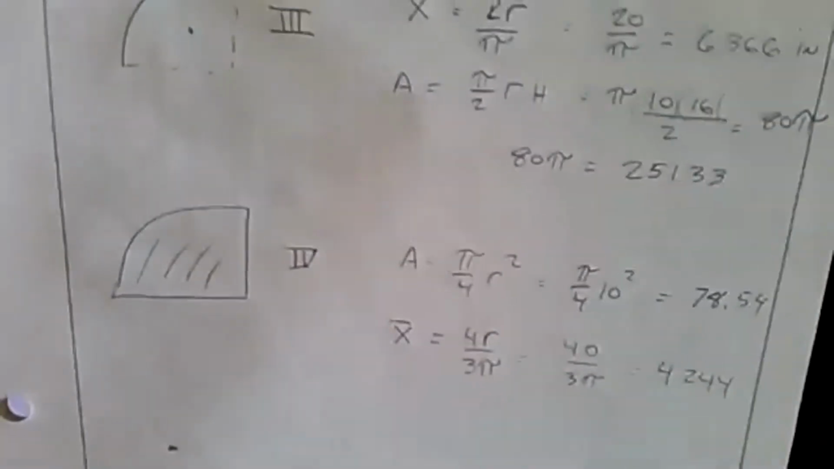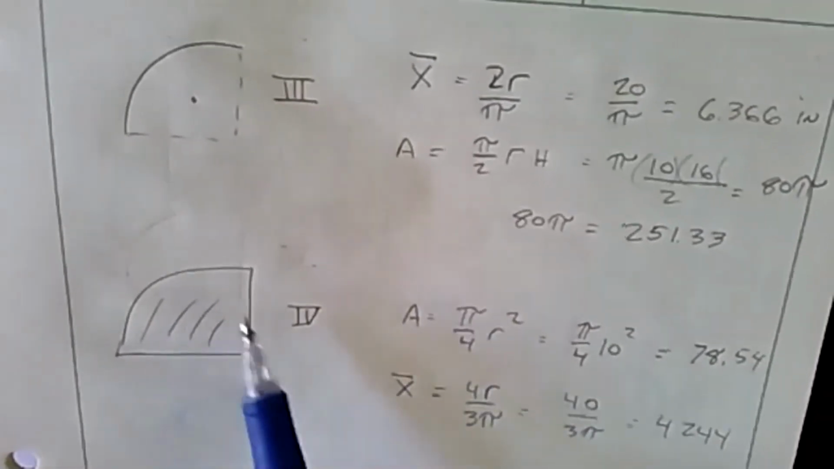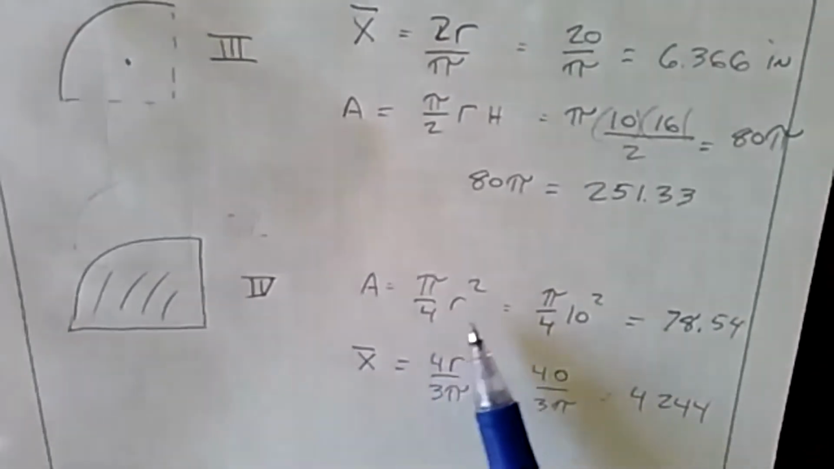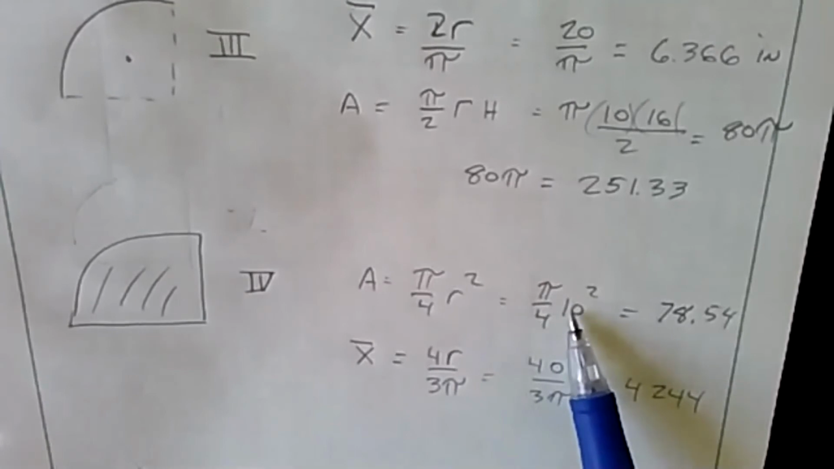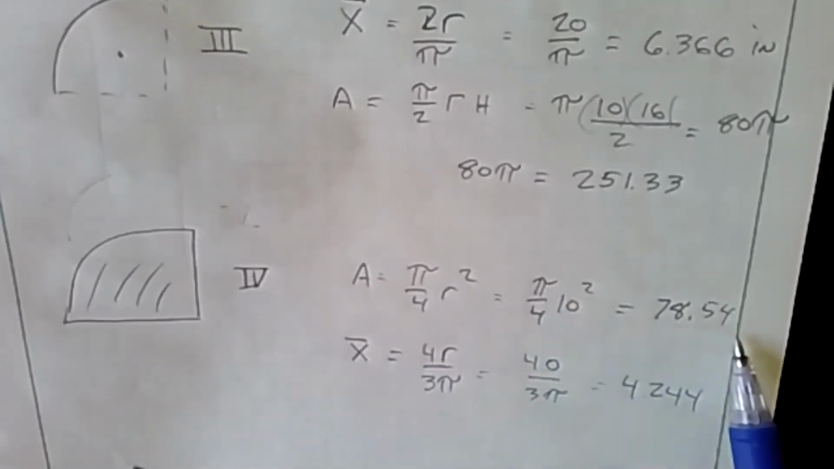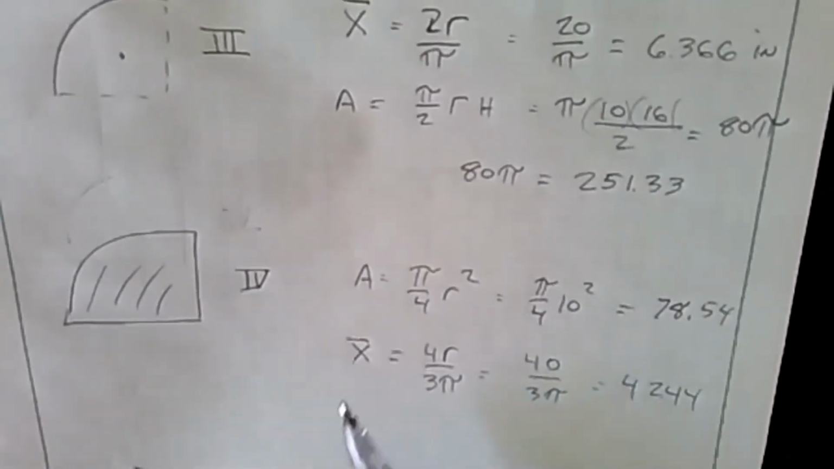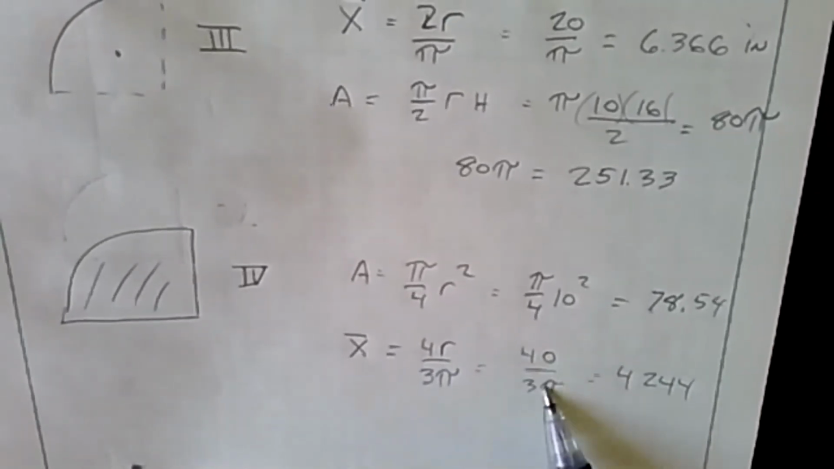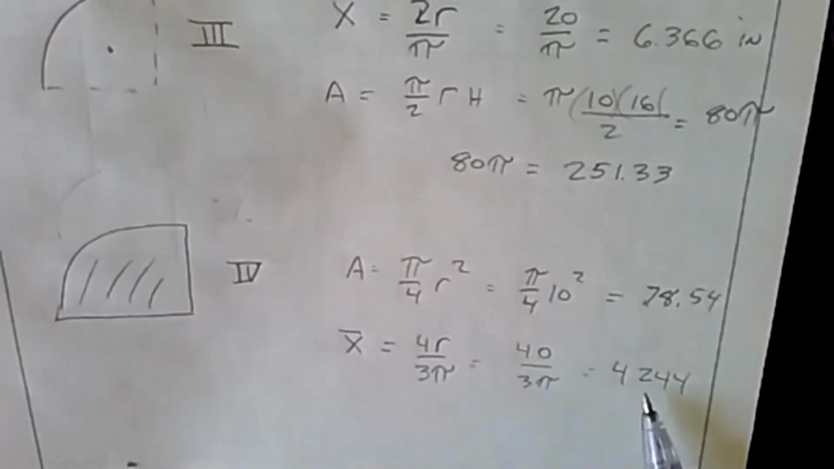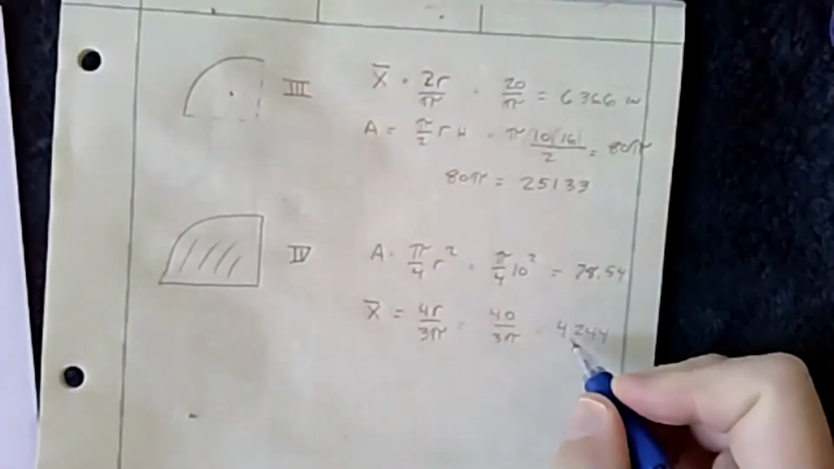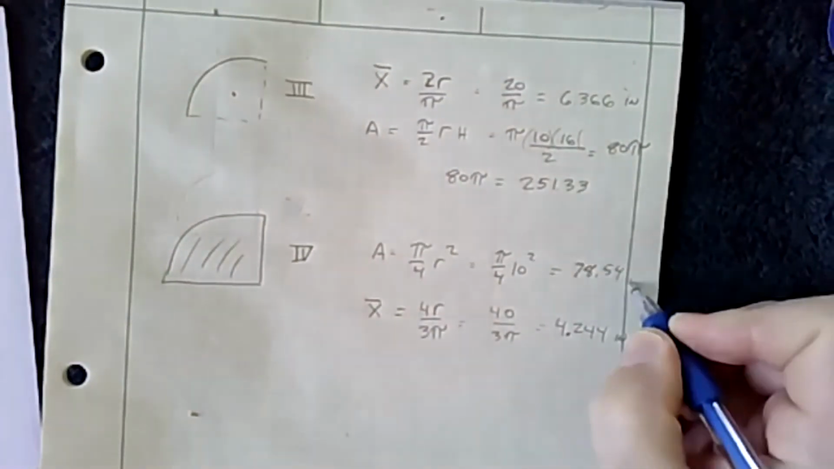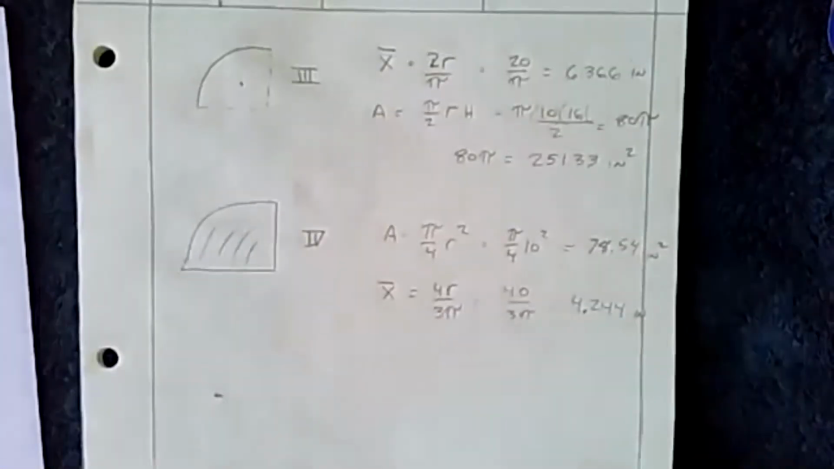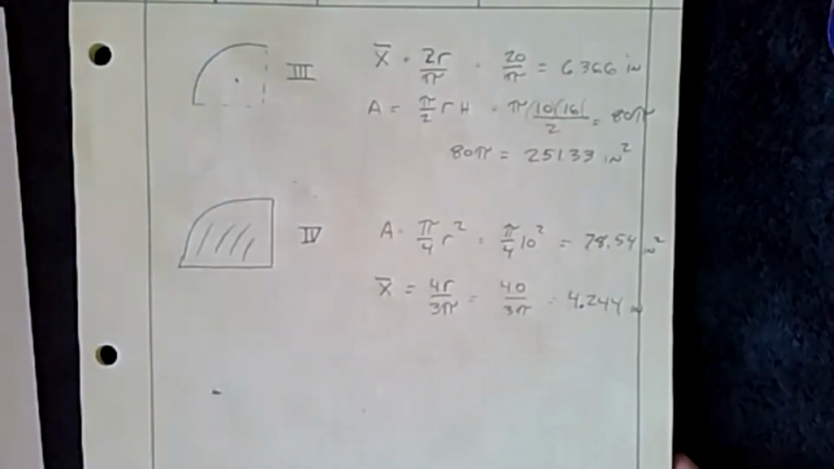Then if we look at the base of the can, which is a solid quarter, then we know the area is pi over 4 r squared, which is pi over 4 times 10 squared, which gives us 78.54 inches squared. X bar being 4r over 3 pi gives us 40 over 3 pi, where r is 10. X bar is 4.244 inches. There we go. All right, that makes lots of sense.